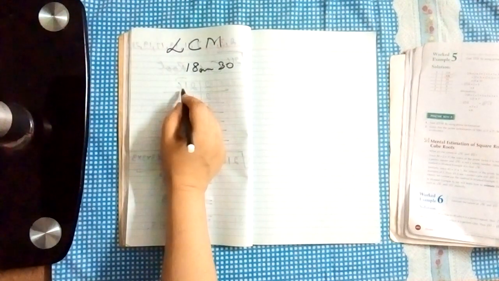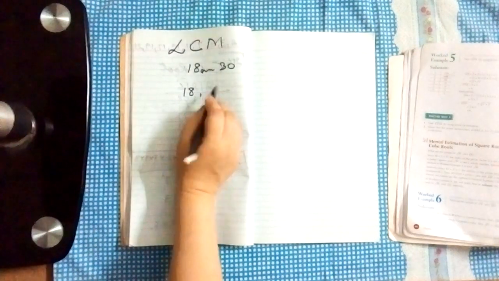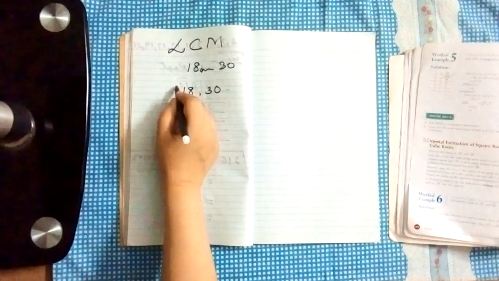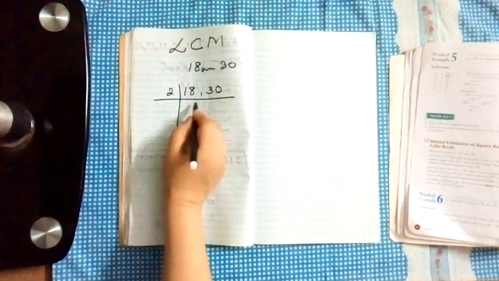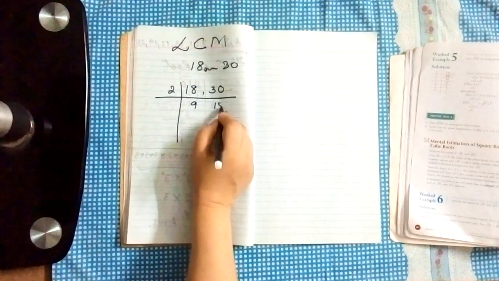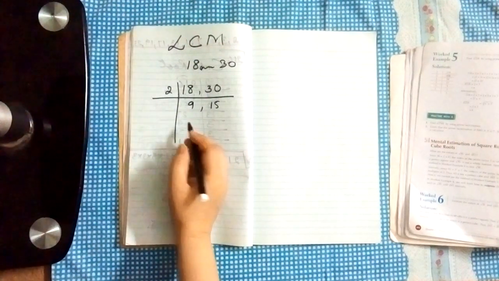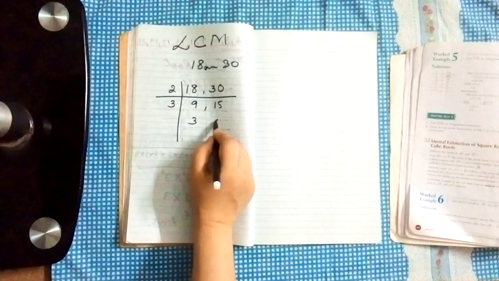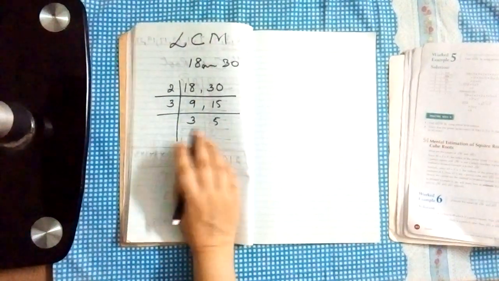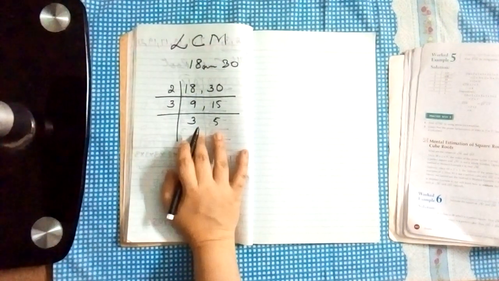We are finding the LCM of 18 and 30. What you are going to do, you can take the division separately, like this. 2 nines are 18, 2 fifteens are 30. Next, you are going to use the table of 3. 3 threes are 9, 3 fives are 15. Now this 3 and 5 don't come in the same table, so we will leave it over here.